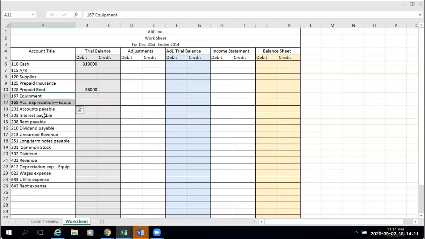All these accounts payable, interest payable, rent payable, dividend payable, unearned revenue, those are all current liabilities. Liabilities that need to be taken care of within a year. After liabilities are done, you go to equity. In the equity, at the minimum, you have common stock and retained earnings and dividend.